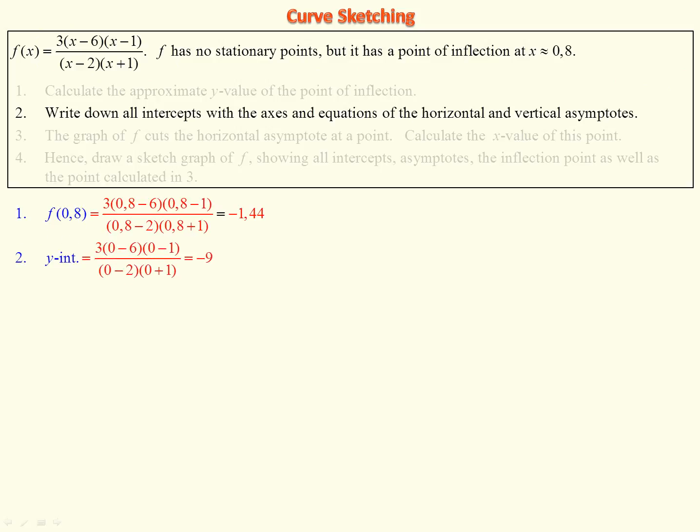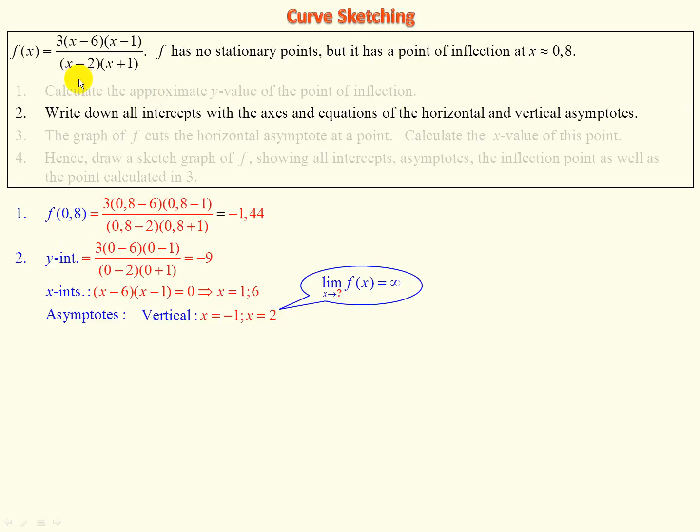There's the y-intercept. Substitute x equals 0. You get y equals negative 9. X-intercept, y equals 0. Factorize. We only have the top line. Notice x minus 6, x minus 1. That's all we need. We need a 0 at the top in order to have a 0 overall. x is equal to 1 or 6.